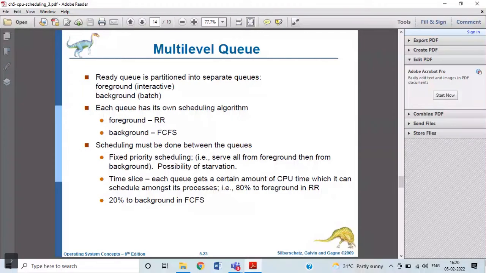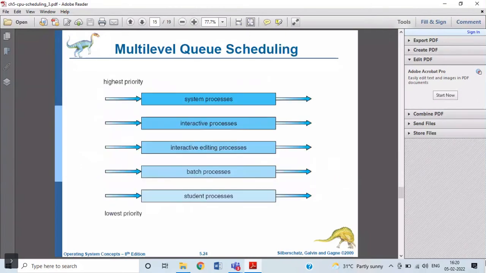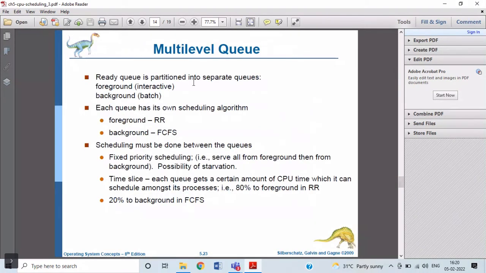So multi-level queue. The ready queue is partitioned into separate queues. Multi-level queue scheduling: the ready queue is partitioned into 2 separate queues, foreground and background. In multi-level queue, they separate the types of processes into 2 types, foreground and background processes. Each queue has its own scheduling algorithm.